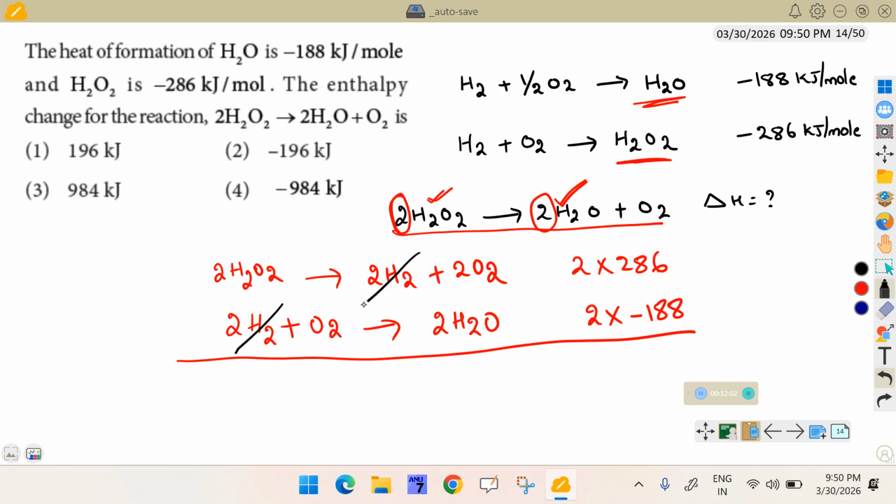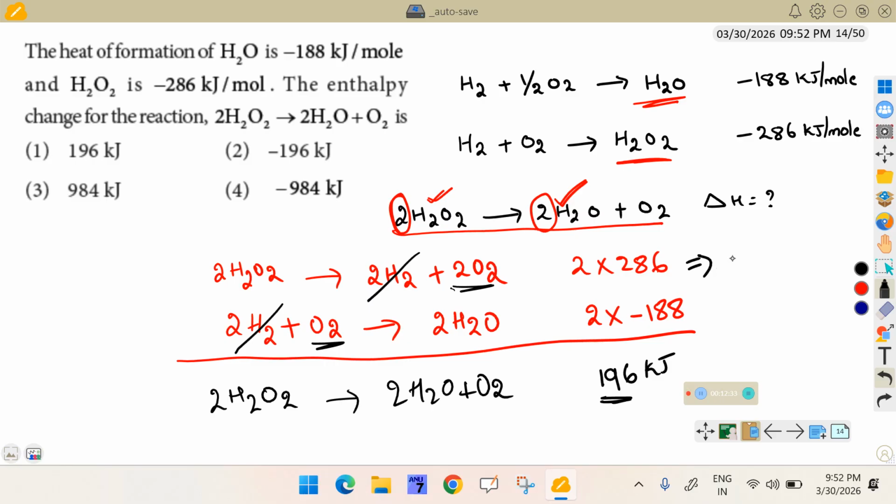The 2 moles of H2 cancel. Then 2 moles of H2O2, and 2 moles of O2, here 1 mole of O2, give rise to 2 moles of H2O plus O2. Add the values. Then you will get 196 kilojoules. This value is 572. This value is minus 376. So the first option is correct.